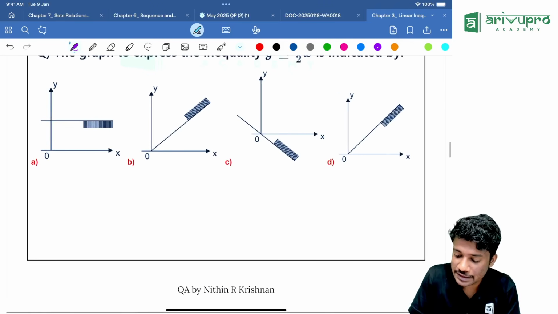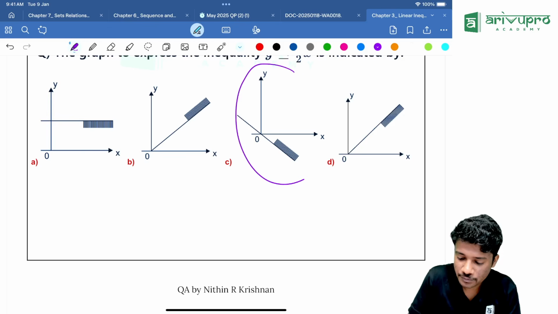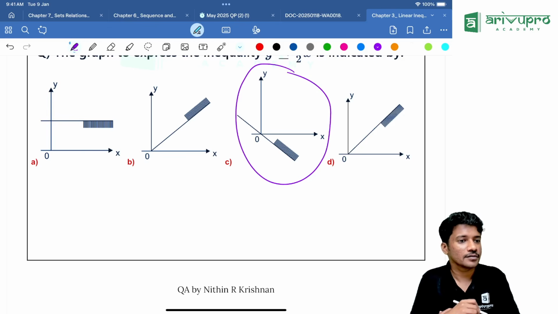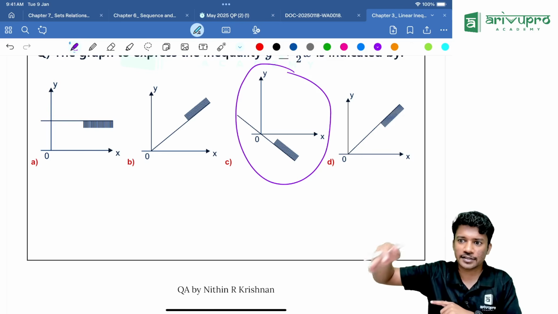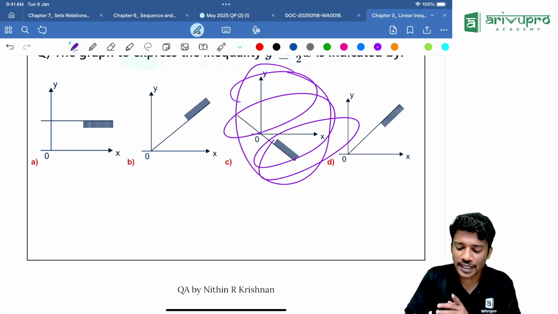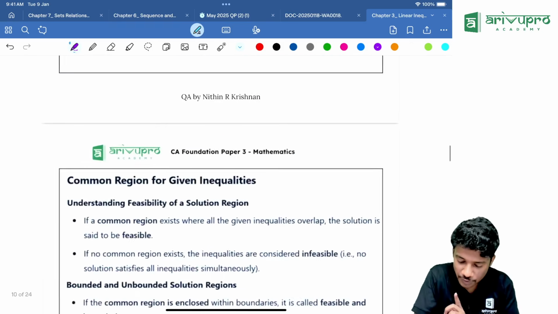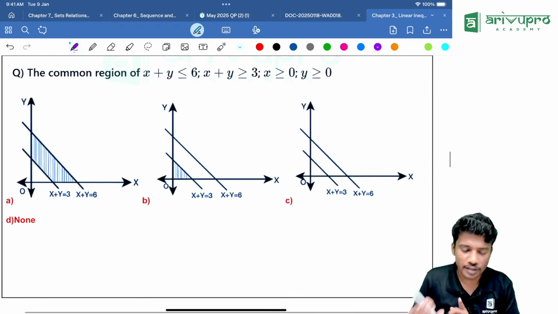Is this graph correct? Southeast only. It is southeast only, but I'll come to that. Why is it passing through the origin and all? I'll come to that.